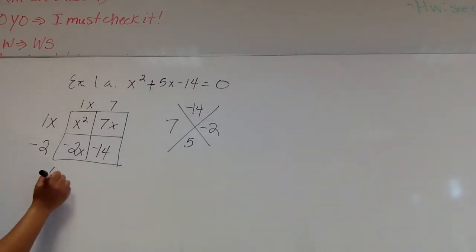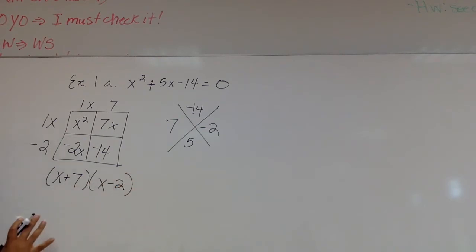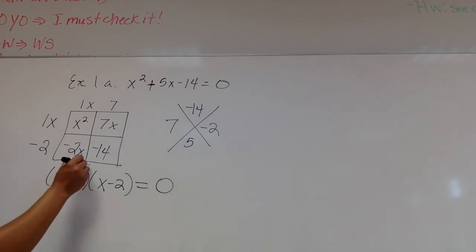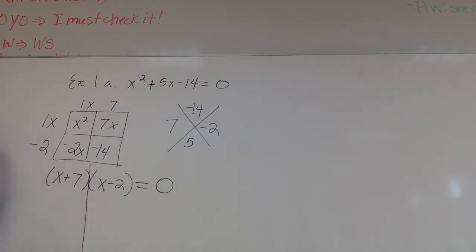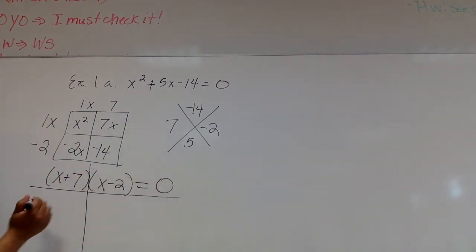Take your GCFs, write them as binomials. Now, this is where you are at step 3. You're going to take your two binomials and set them equal to 0. You have to do that. It's not going to be done for you. Now that you've set these two binomials equal to 0, we can move on to number 4 and use that zero product property. That basically means you're going to draw a line and separate the two binomials and set them both equal to 0.